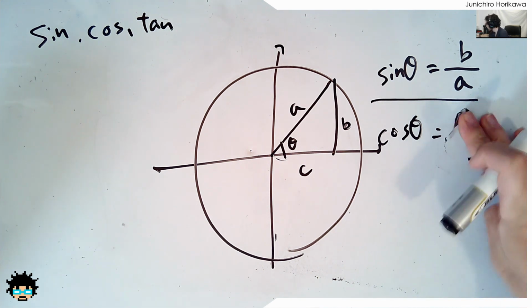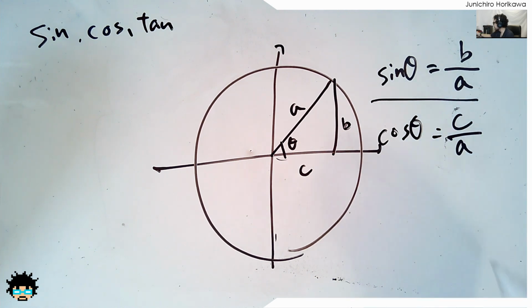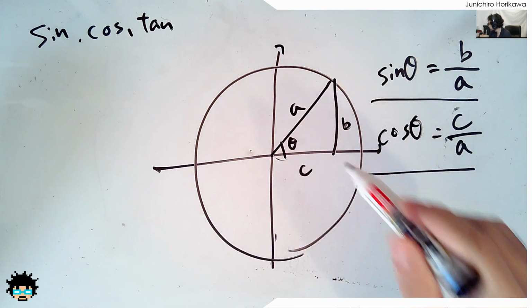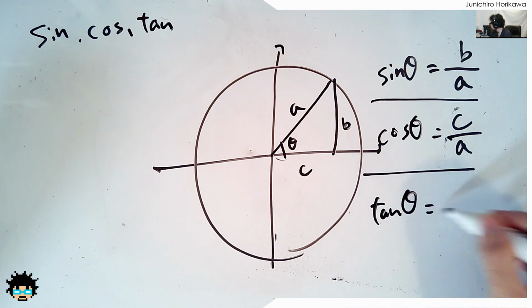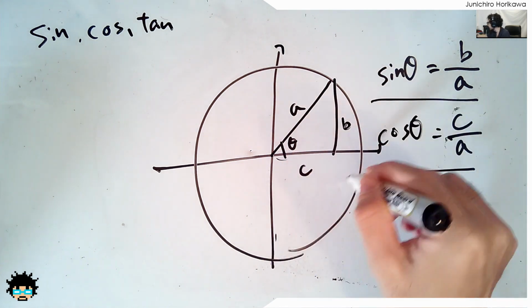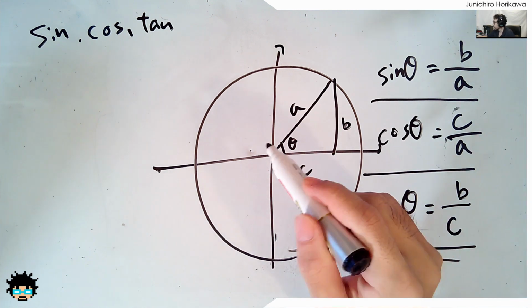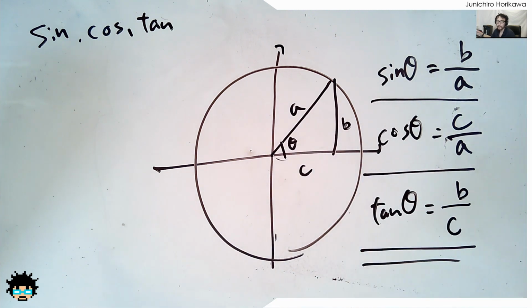Sorry, c divided by a, yeah, like this. So that is equivalent to cosine. So it goes like this, and if it's sine, it goes like this, and if it's tangent, it's b divided by c. So it goes like this. And if you look carefully at these functions, this indicates that if you know at least 2 pieces of information out of these 4 for this triangle, you'll be able to get the other values as well.